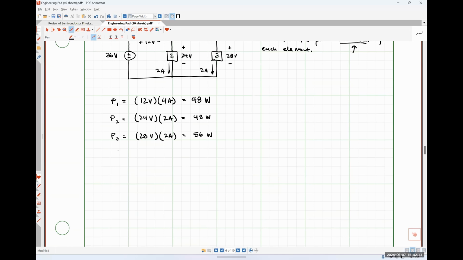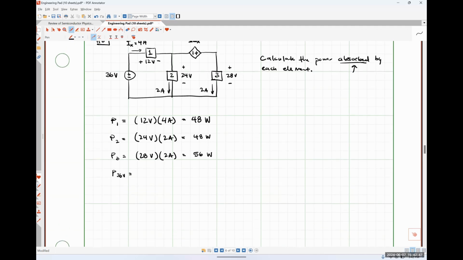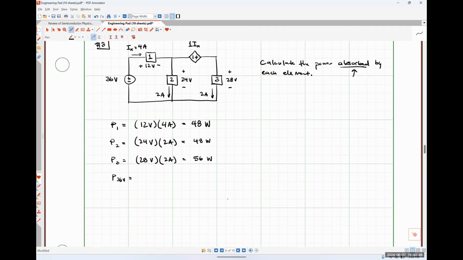All right, so now let's do our independent source. So that is the 36 volt source. What's the voltage drop across the 36 volt source? I disagree with the answer that it doesn't say. It's 36 volts. Absolutely.